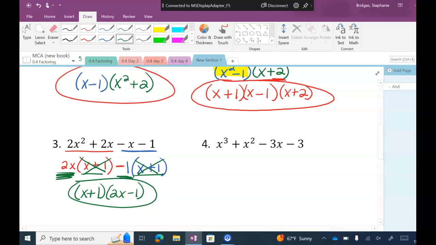I want you to try the next one for me. Okay, very similar. Look at the first two terms. What is it that they have in common? Pull that out, write what's left. Look at the second two terms. What is it they have in common, but specifically, that middle sign is a negative, so when we pull it out, we have to pull it out as a negative.